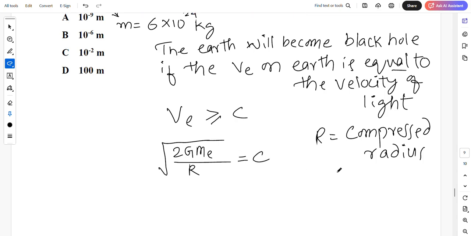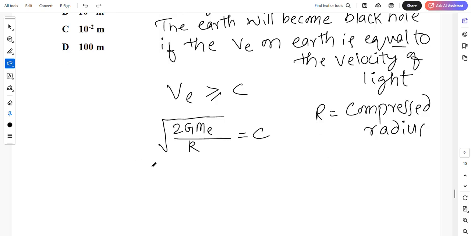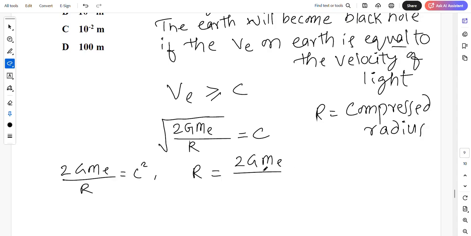Now square on both the sides. I can write this as 2 G M E by r is equal to c square. Now simplify for r. r will be equal to 2 G M E by c square, I can write.